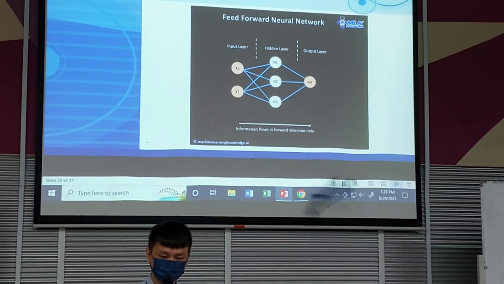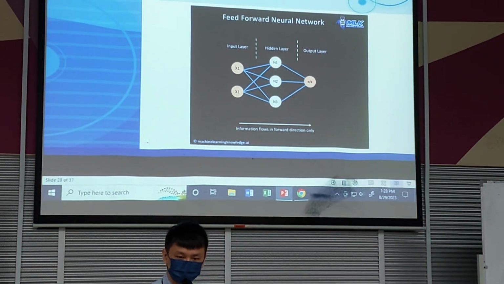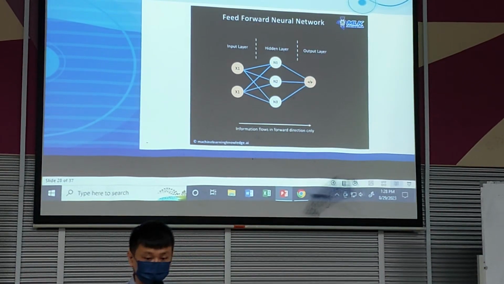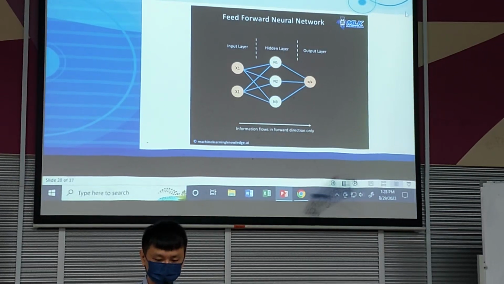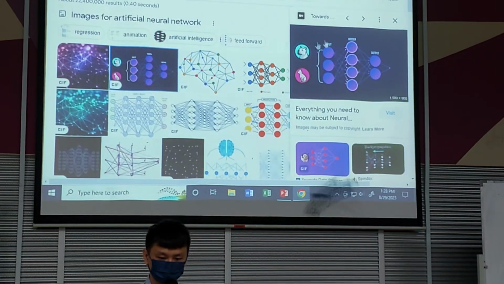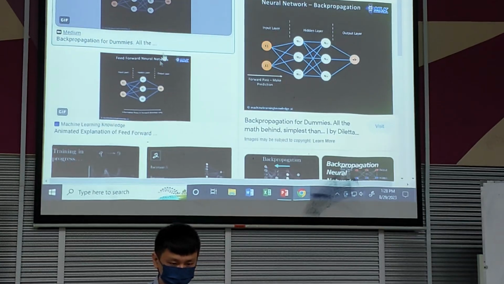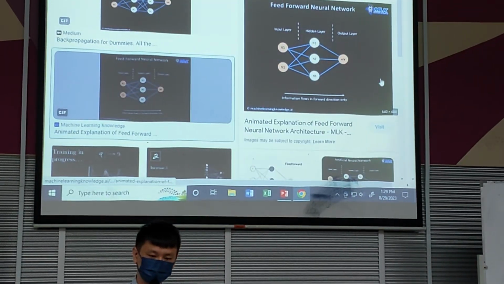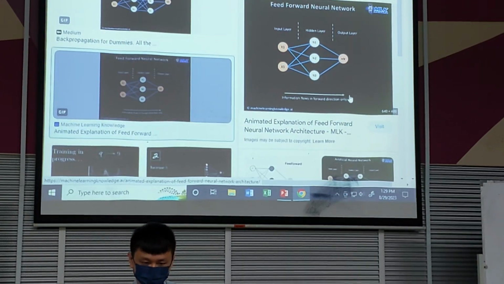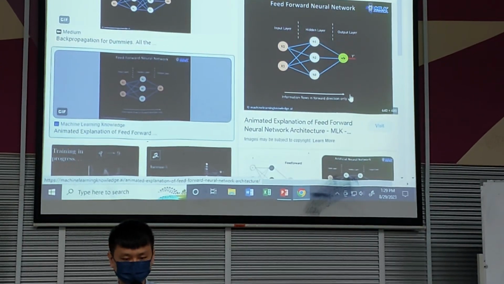So this is a feed-forward neural network. It is mainly to predict the output. We have an X, and we just feed forward to predict.